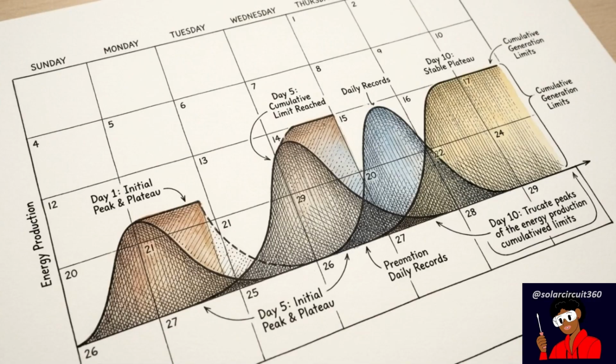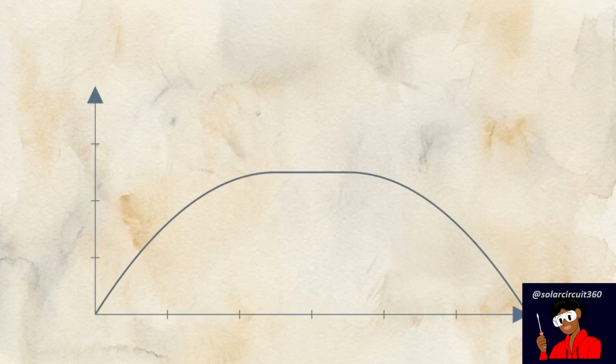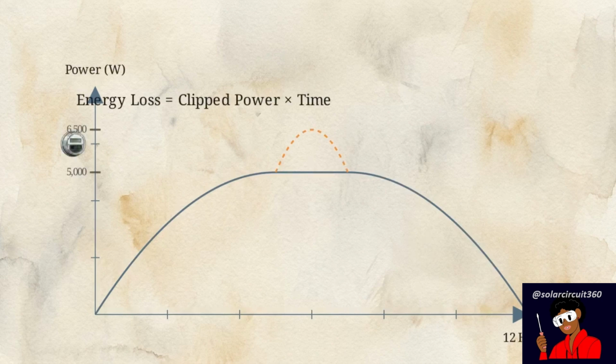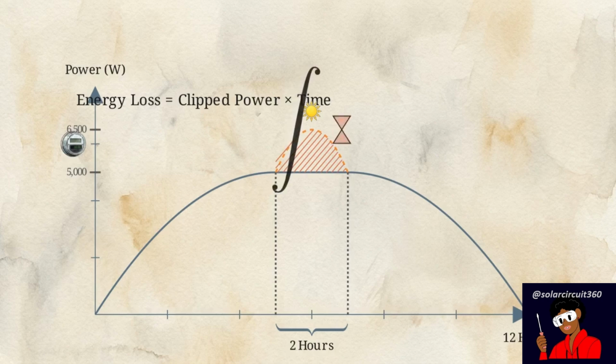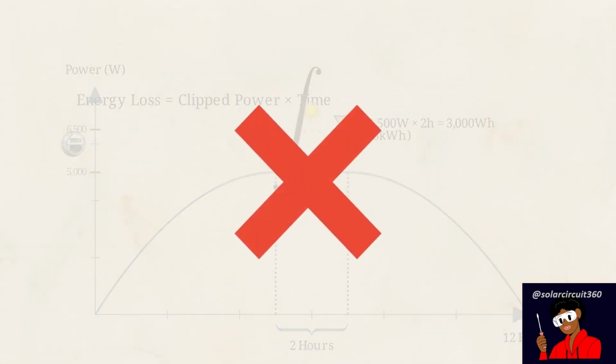We can measure the precise impact of this constant throttling by looking at cumulative daily generation. This graph highlights the formula for calculating total energy waste. Energy loss equals your clipped power multiplied by time. Let's simulate a 2-hour window of peak midday irradiance where the system hits maximum throttle. Multiplying our 1,500 clipped watts by those 2 hours yields 3,000 watt-hours. That translates to 3 kilowatt-hours of potential energy permanently lost every single day.